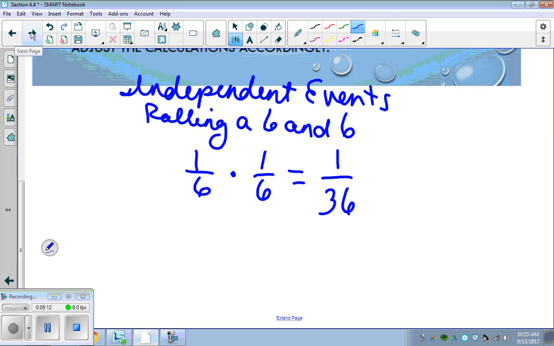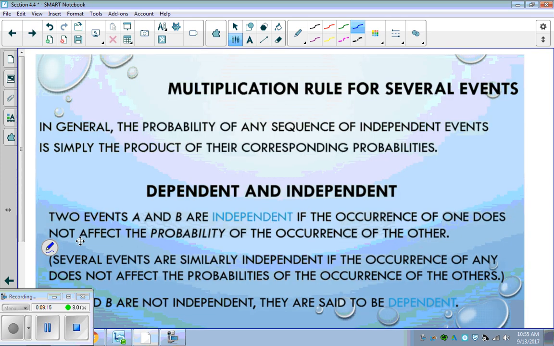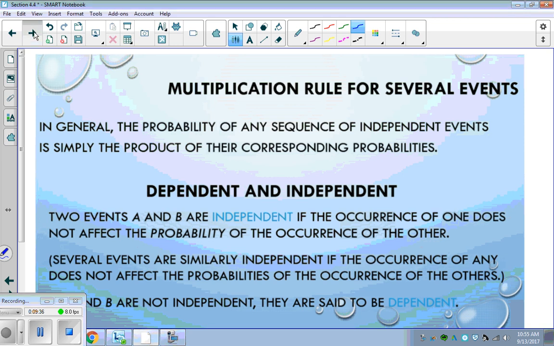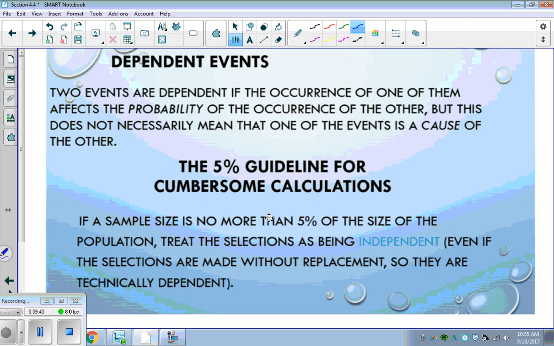Difference between independent and dependent events. And again, it's reiterated here, the occurrence of one does or does not affect the outcome of the other. Independent and dependent. Dependent events, we showed you how to calculate those, but here's a guideline, because some of our calculations, when we get into big numbers, can become very cumbersome.